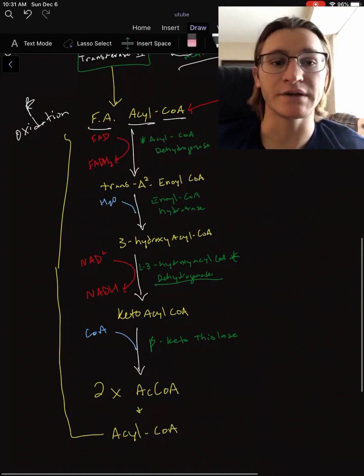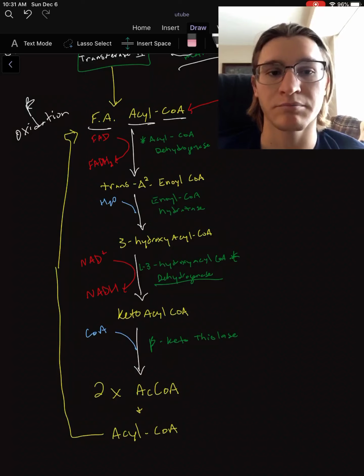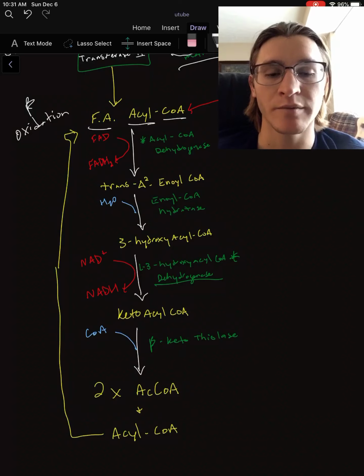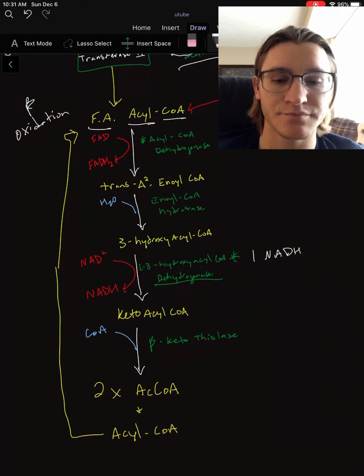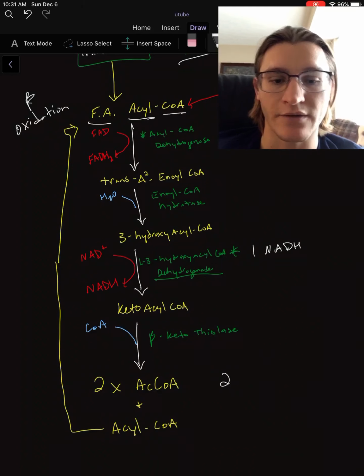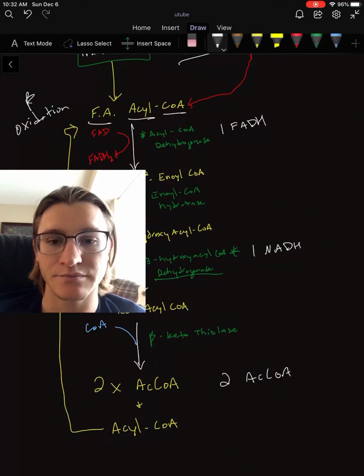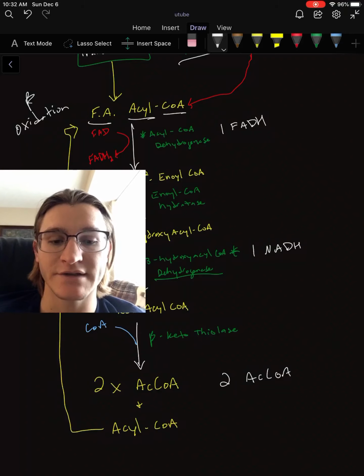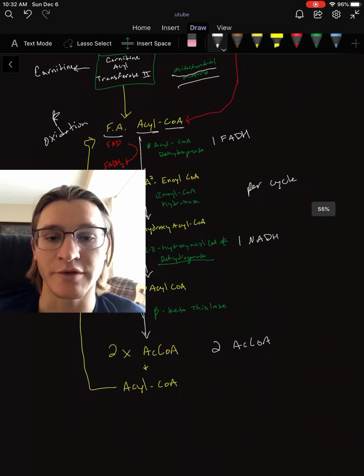Because we're going to need to repeat this 7 times to get enough to make a palmitate. Because palmitate is 16 carbons, and our acetyl coenzyme A is going to be 2 carbons each. And we have 1 NADH, 1 FADH, 2 acetyl CoAs. So we're going to need to do this 7 times to create enough to make our 16 carbon palmitate.